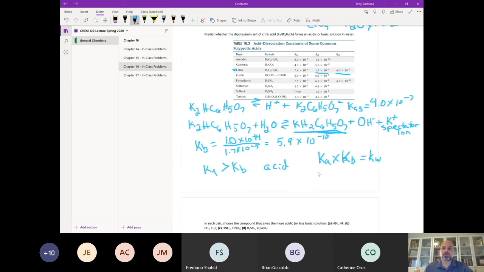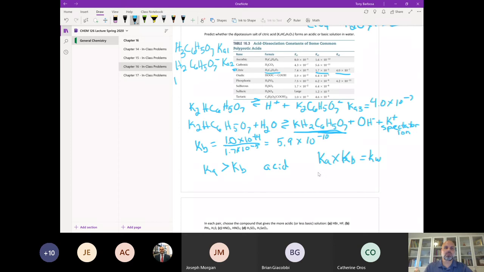How do we know what Ka to use? If we look at citric acid, the formula is H3C6H5O7. This is going to be the one that's associated with Ka1, the first dissociation. The second one, H2C6H5O7 minus, is going to be associated with our second dissociation constant Ka2, because now we've lost one of the protons.